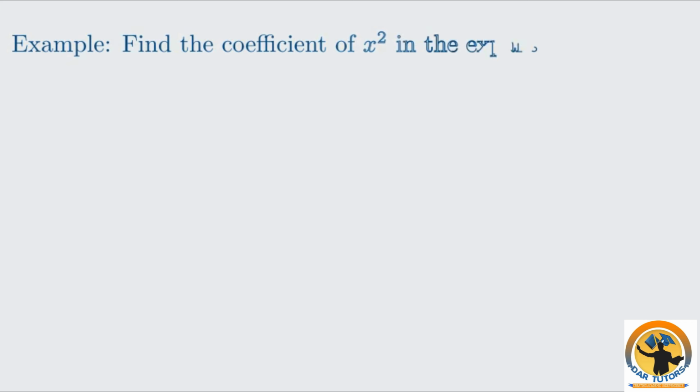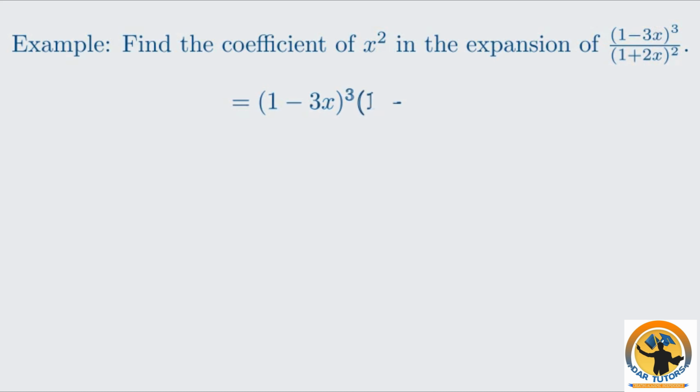Let's tackle a more advanced problem that combines several concepts. We need to find the coefficient of x squared in the expansion of a product of two binomials: (1 - 3x)^3 times (1 + 2x)^(-2). First, we rewrite the expression to make it easier to work with.